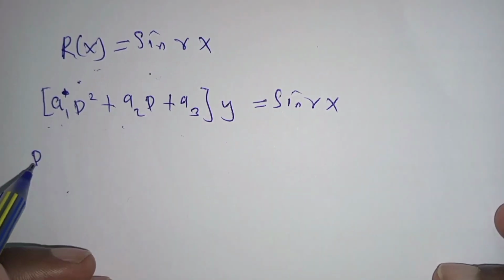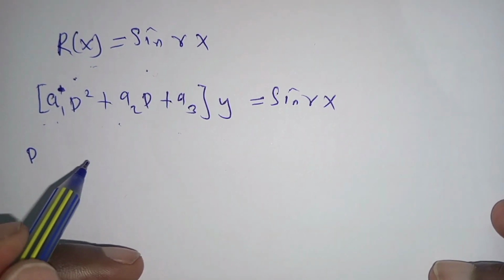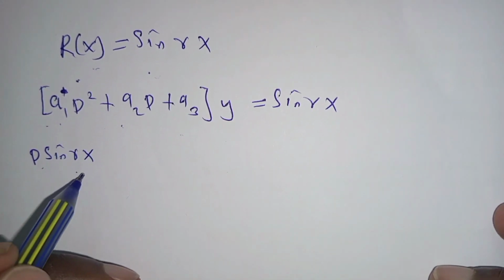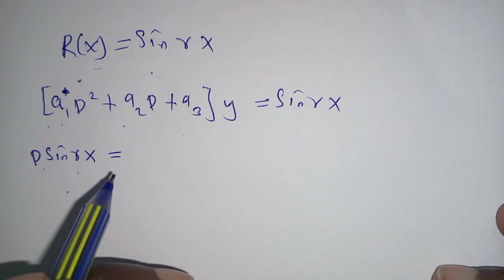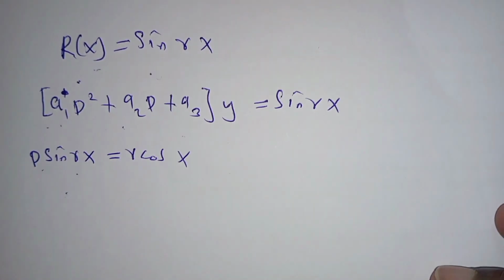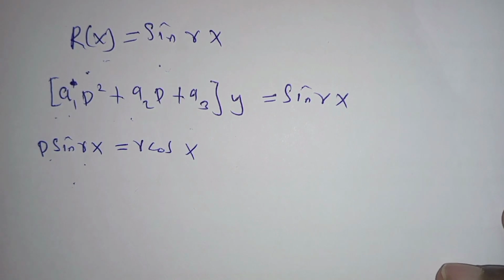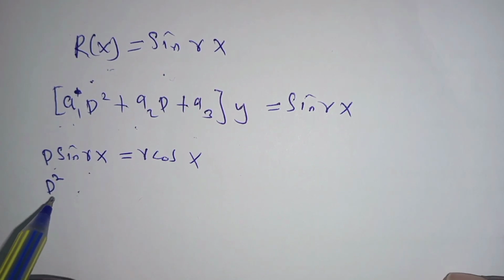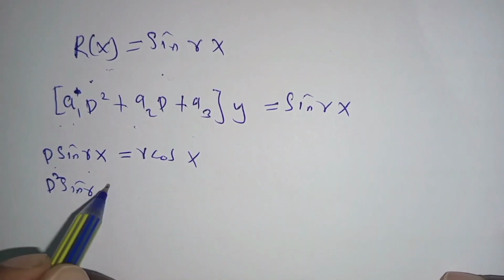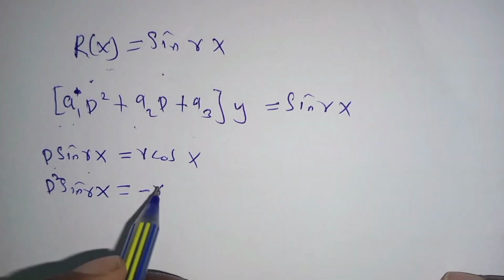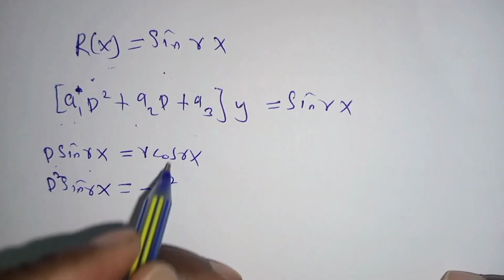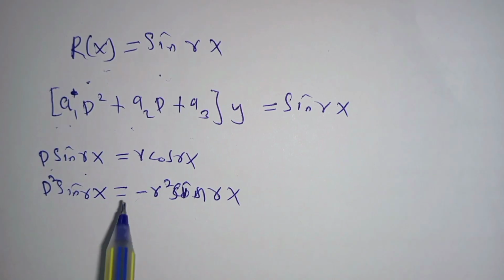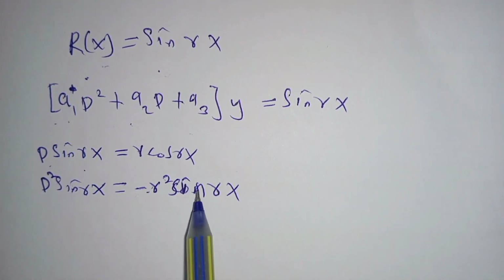First of all, you differentiate sine of rx. D stands for differentiate. When you differentiate that once, you obtain r cos of rx. Then you differentiate it twice. D squared of sine of rx means you differentiate this again, so you have negative r squared sine of rx.